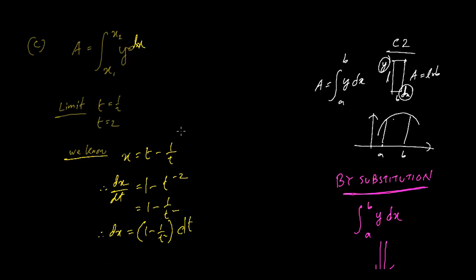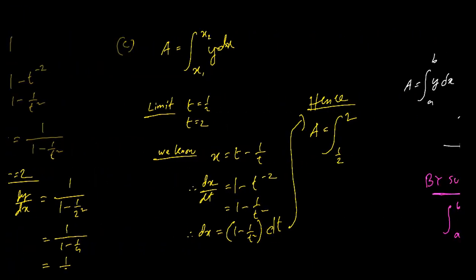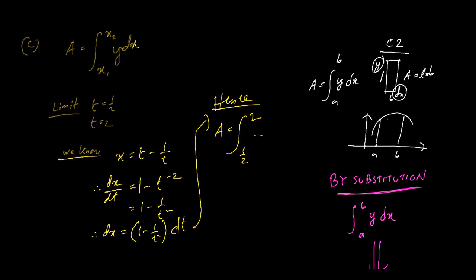So when we do the substitution, we can simply write, hence, area equals, so the limit x1 to x2 is going to be t equals half to 2, y, we know the expression y is t minus 1, so t minus 1, and dx is equal to 1 minus 1 by t squared dt. So we have completely used substitution to convert this Cartesian integral into this parametric integral.